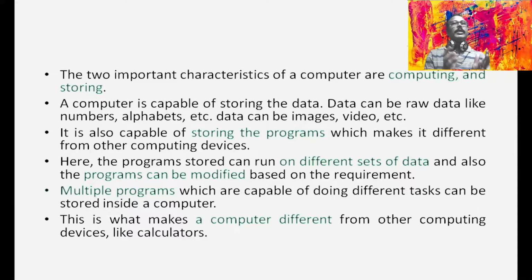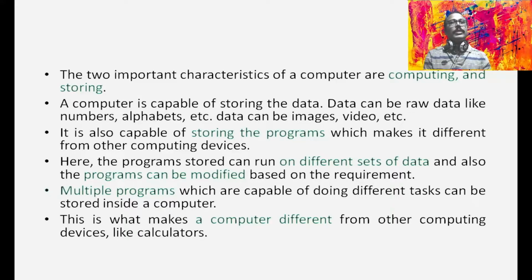Say A and B are the two numbers, or 10 and 20 are the two numbers. You will be able to store those numbers in the memory, and then if you require, you may add those two numbers. Adding the two numbers, you can say it is processing. So we'll be adding these two numbers to get 30. And again, this 30 can be stored inside a computer.